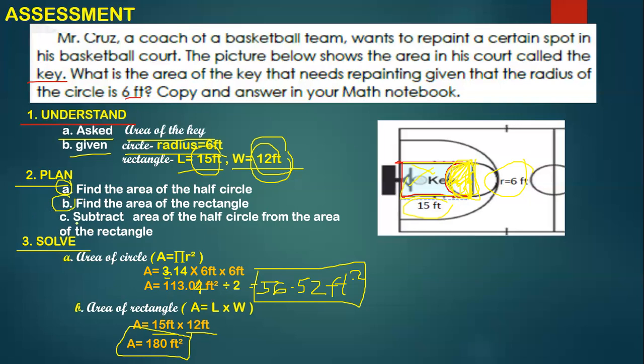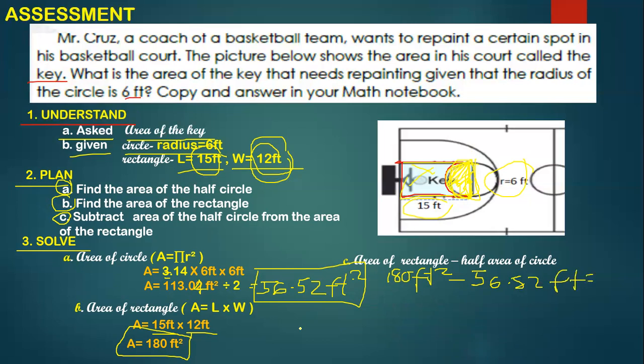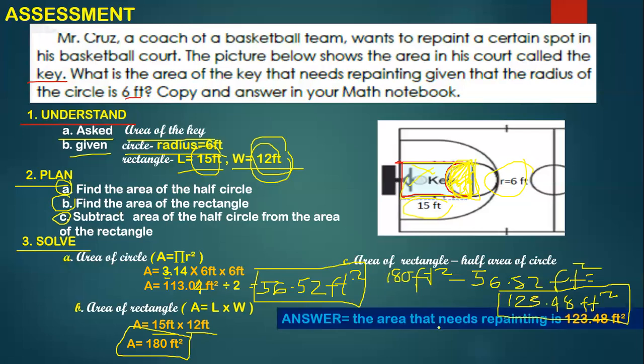Okay na. Yun. So, last thing that you have to do sa ating plano is you have to subtract na the area of the half circle from the area of the rectangle. So, ito ang huli. Ano ang area ng rectangle? 180 square feet. Ibabawas natin yung kalahati ng circle. Okay, that is 56.52 square feet. So 180 minus 56.52. Okay, the answer is 123.48 square feet. Yun. Okay. So ito ngayon ang kailangang pintahan ni Mr. Cruz. So your final answer now is that the area that needs repainting is 123.48 square feet.